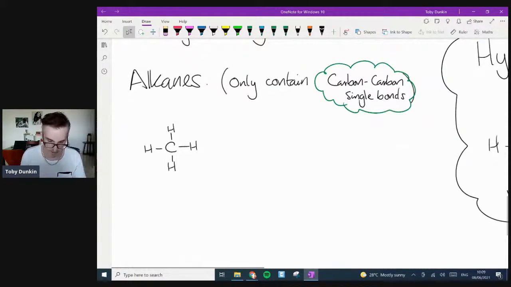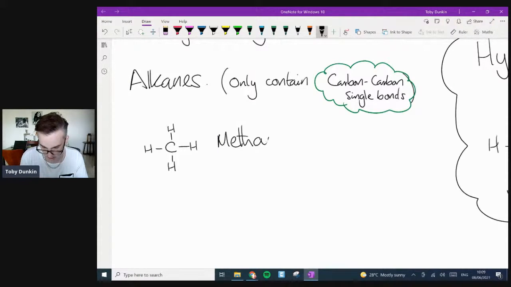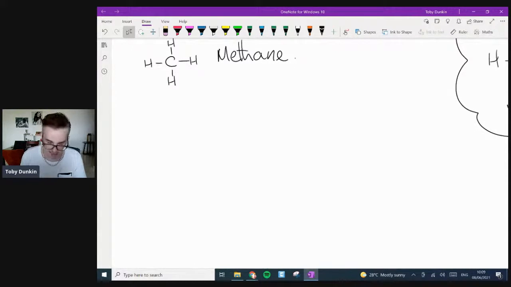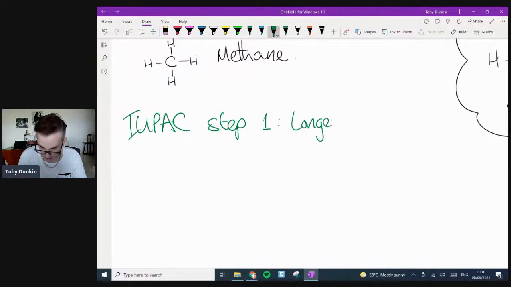So what we now need to do is pick up some naming rules. So this one here is methane. So how am I doing this? What I'm now realizing is step number one in the naming system. So I'm going to change my color for this. Please do the same. I'm going to do it in green. IUPAC, step one. Longest carbon chain.